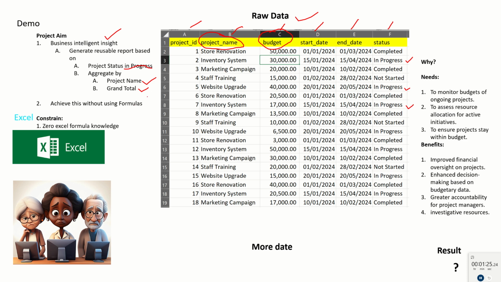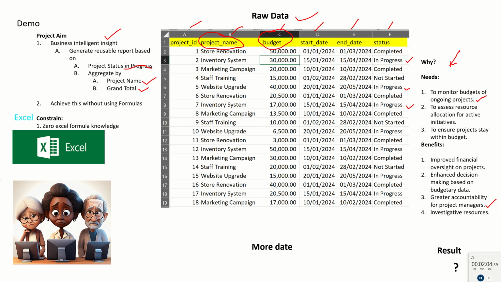Now you might be wondering, why would the company want this kind of insight in project reporting? The reasons are here. As you can see, what are the needs for this? Number 1, to monitor budgets of ongoing projects. Yes, and that's exactly what we're trying to achieve today for these three senior executive officers. What are the benefits? Let's pick number 3: greater accountability for project managers. Yes, if we can get them this result, they'll be able to account more based on that particular project portfolio.